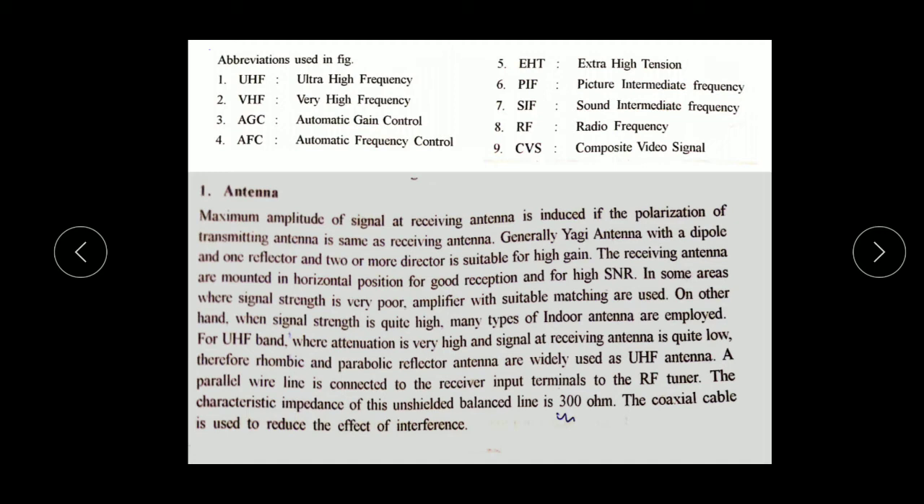The maximum amplitude of signal at the receiving antenna is induced if the polarization of the transmitting antenna is the same as the receiving antenna. The meaning of these lines is that if the polarization alignment of the transmitting and receiving antennas is the same, then we get the maximum power from the transmission section. Otherwise, we lose some power.